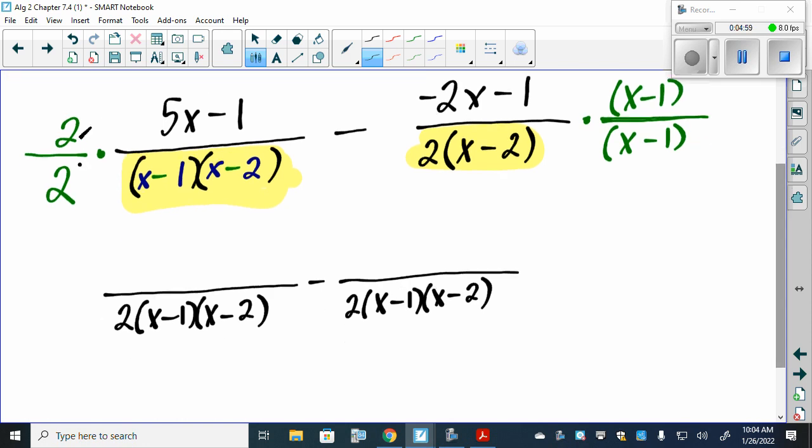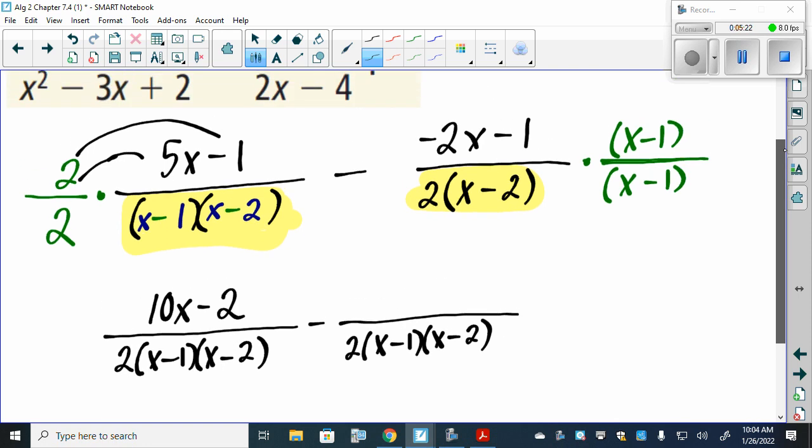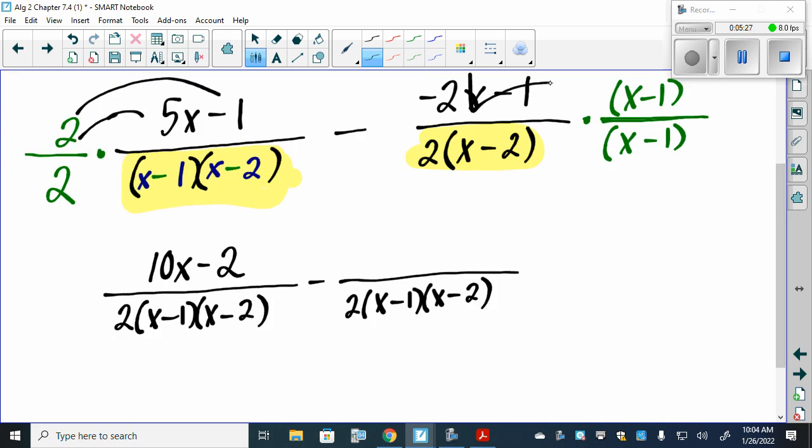For the one on the right, we're going to be distributing the 2. So 2 times 5x is 10x, and 2 times negative 1 would be negative 2. So we get 10x minus 2. On the left-hand side, or right-hand side, we're going to distribute this here.